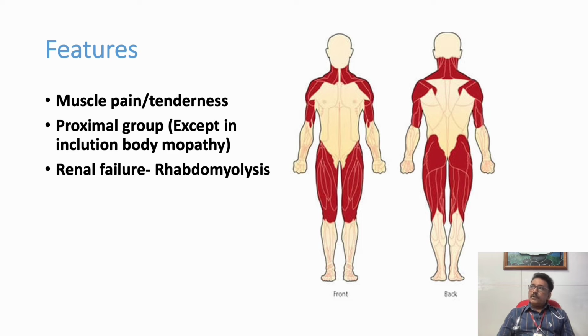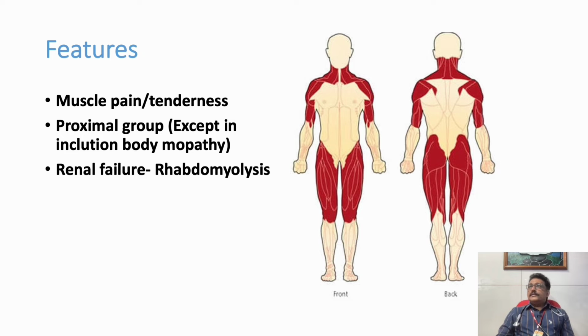In all myositis, proximal muscles are involved except conditions like inclusion body myopathy. In that, distal muscles are involved. Otherwise, almost all types of myopathies and myositis, proximal muscles are more involved than the distal group of muscles. So in inclusion body myopathy, distal groups are slightly more involved than proximal group.